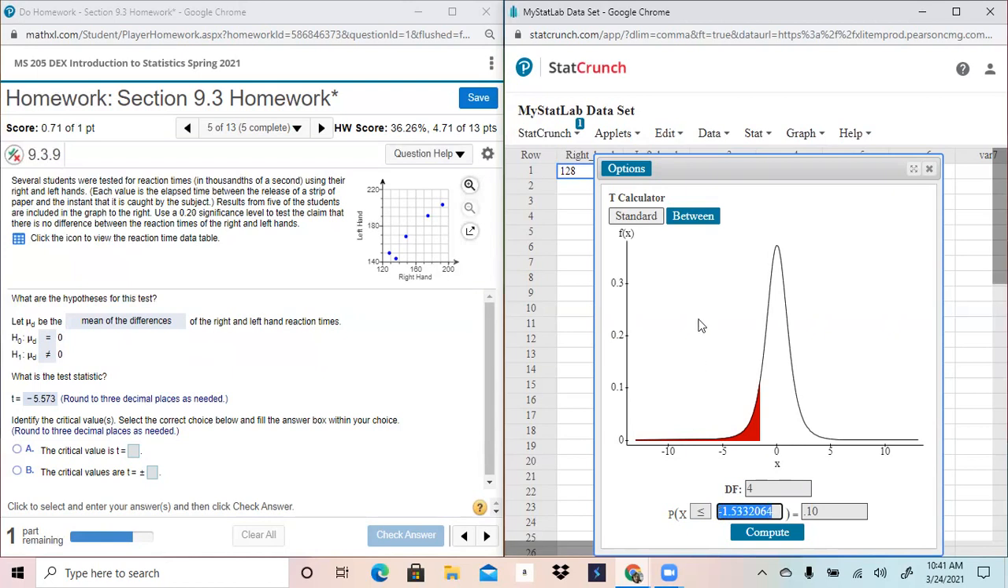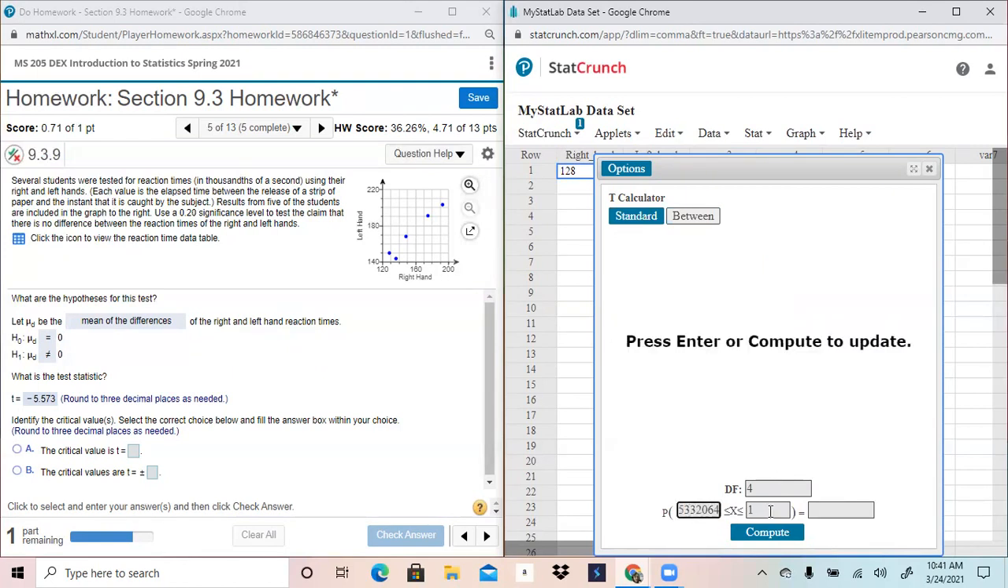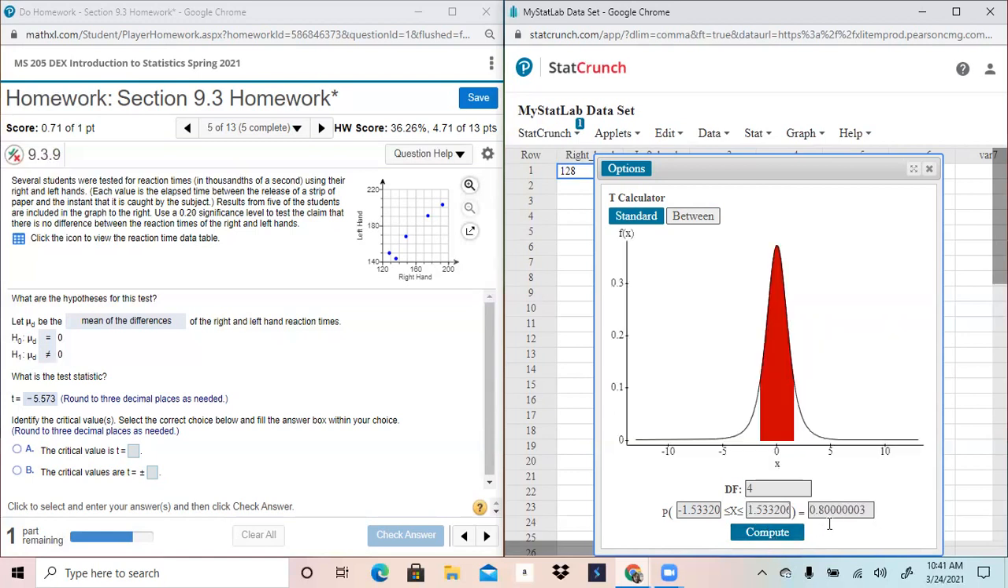If I copy this, just to make sure I've got it, if I change this to between and put this in both ends, and then I'm going to take out the negative up here, just to illustrate. We don't need to do this, but to illustrate, notice that this has 80% between the 2 cutoffs. Therefore, we've got 10% at each end. So that confirms that this is going to give us a 20% significance level.